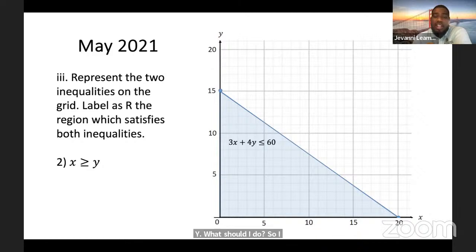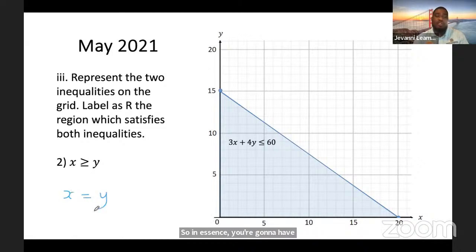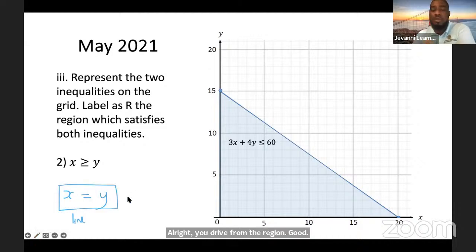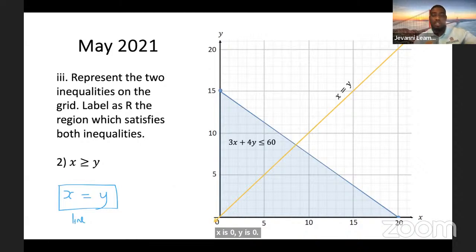Again, you're using a line as a reference. So in essence, you're going to have x is equal to y. Where should I draw the line x equal to y? Is there anywhere in particular? Should I just draw a random line? What do I use to get to this line of x equal y? Draw it from the origin. All right, you draw it from the origin. Good. So when x is 0, y is 0, and so on and so forth. All right, so that's our line.